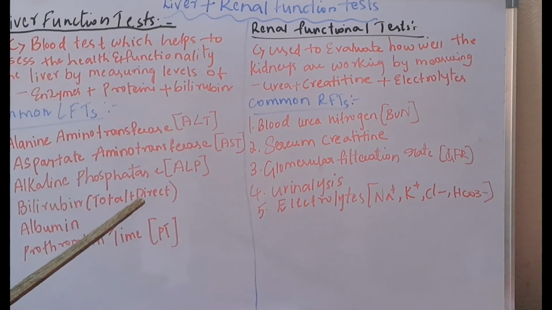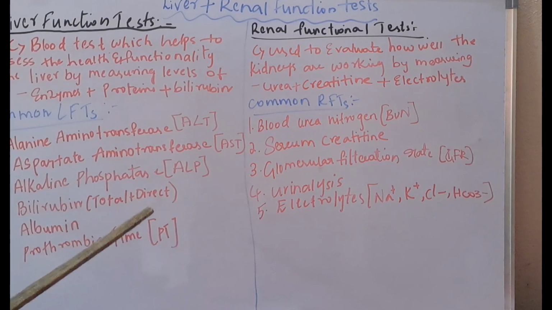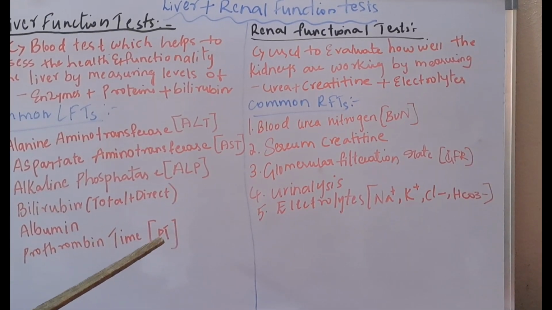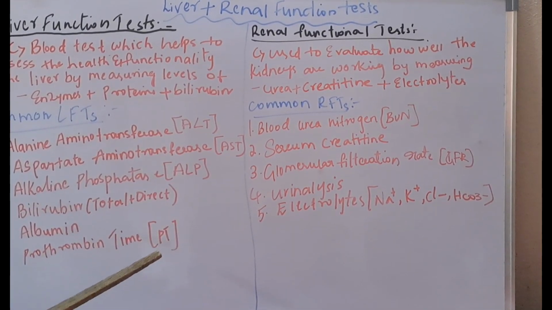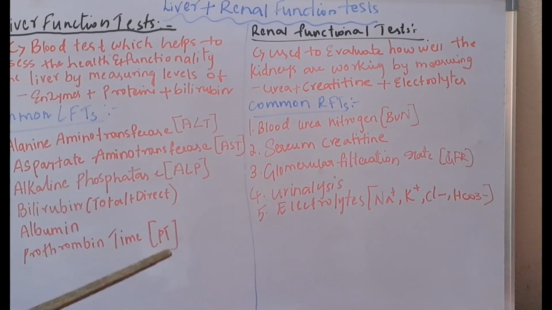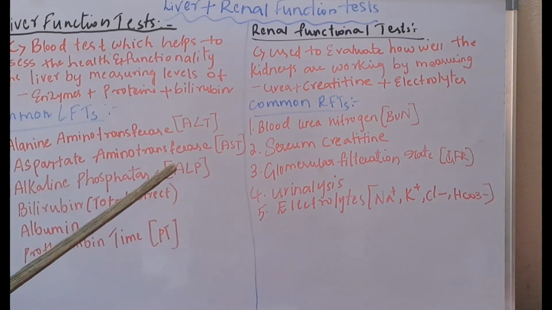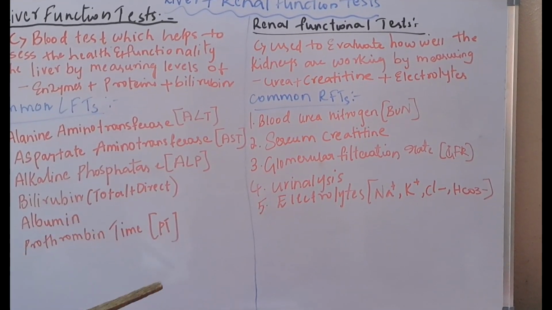So prothrombin time is nothing but, as you know, prothrombin is a blood clotting time, right? The liver makes clotting factors, right? A prolonged prothrombin time indicates liver dysfunction. Directly it indicates liver dysfunction.